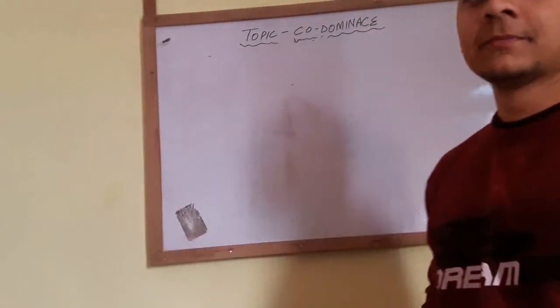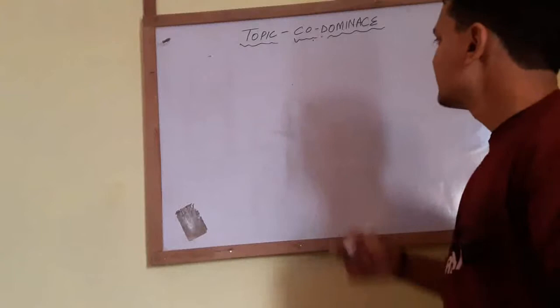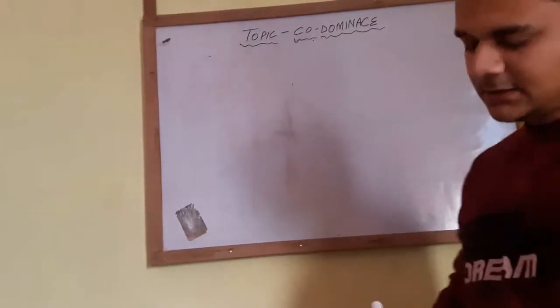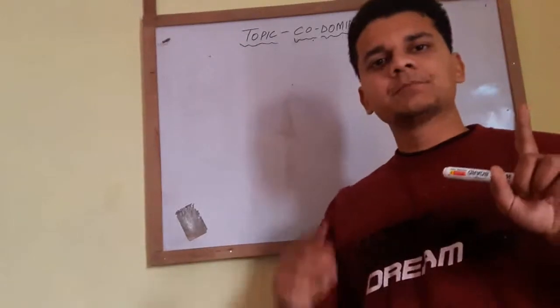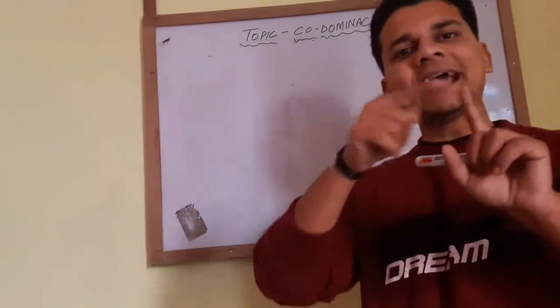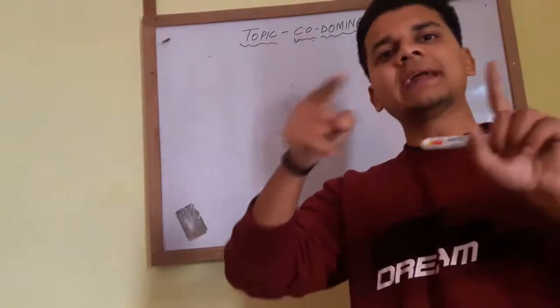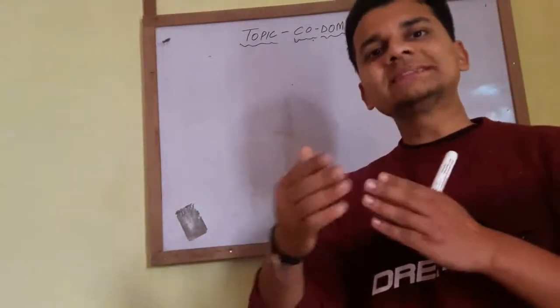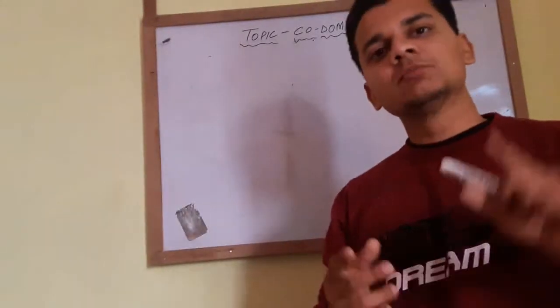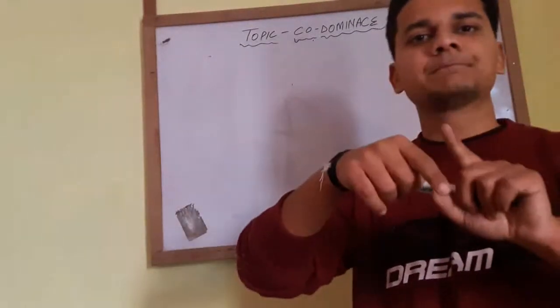Let's start our topic. So our topic is codominance, right? What is the meaning of codominance? Say the dominant allele and the recessive allele both are expressing their qualities together as a dominant. So this type of condition will be said as codominance. Say both are dominating together, right?